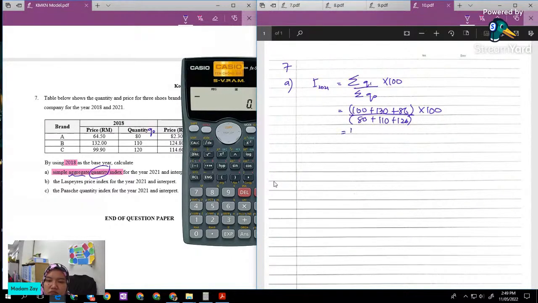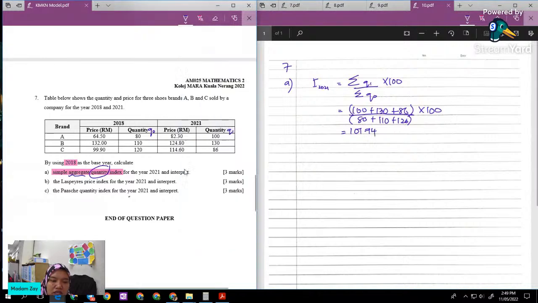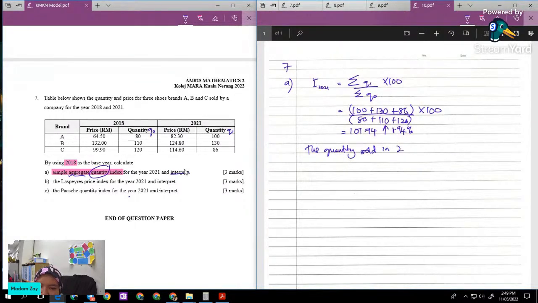101.94. Okay, and then interpret. So interpret ni yang kita nak tengok, increase ke decrease. So kat sini increase by 1.94%. So the quantity sold in 2021 increase. Sebab naik kan, tambah daripada 100 by 1.94% compare to the year 2018. Okay, ini kita punya interpretation.